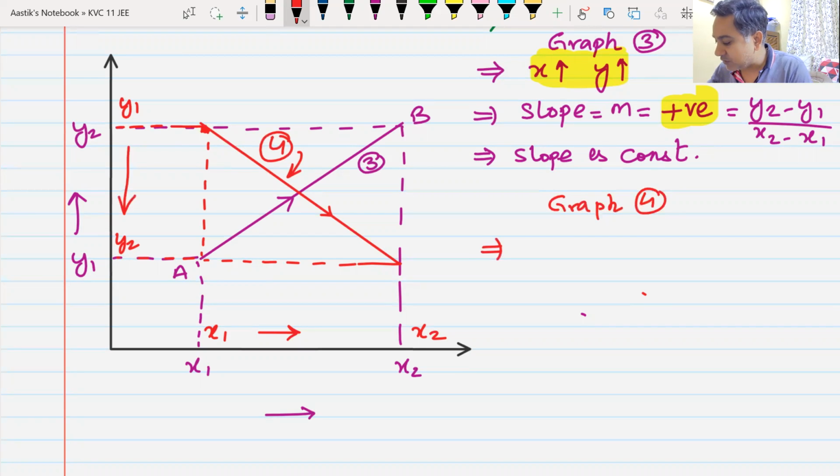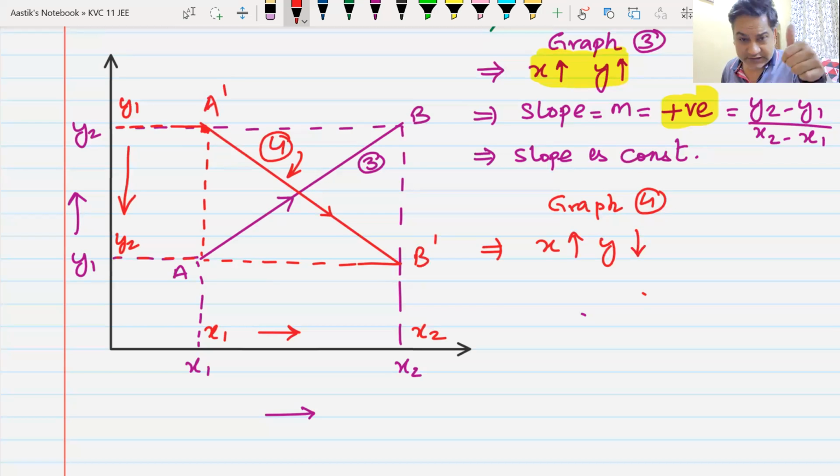What is the first thing that you can say about graph number 4? The value of x is increasing. Do you see the value of x increasing from x1 to x2? When I'm moving from point A dash to B dash, the value of x is increasing, but the value of y is decreasing. Yes or no?